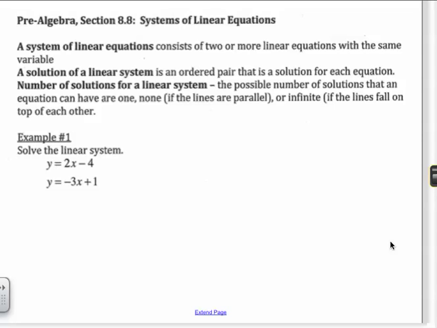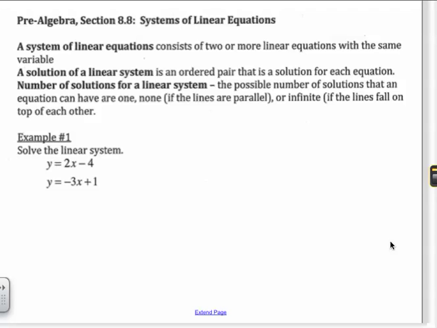Okay, guys, a few things here that we want to get down, a very important concept. Today we're talking about systems of linear equations, and I'm just going to read this first part. It says a system of linear equations consists of two or more linear equations with the same variable. Basically, guys, that's saying not one equation but two or three. Okay, a system is when I have more than one equation.